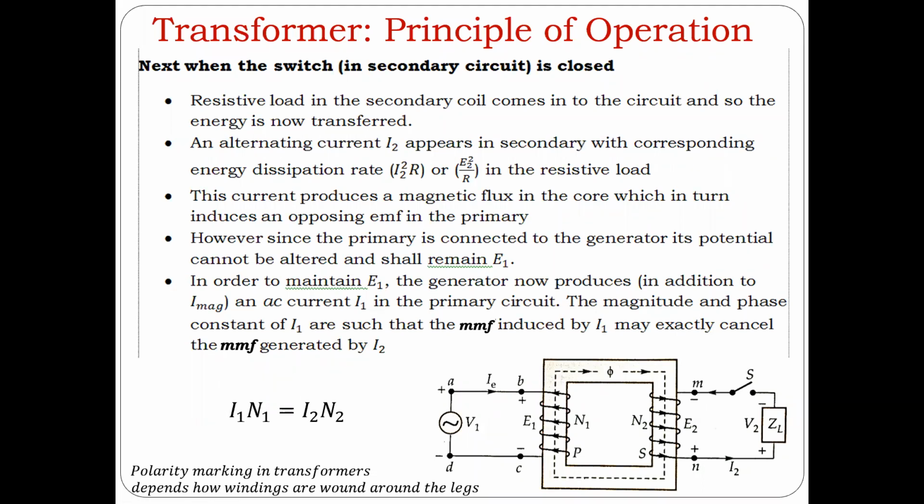So essentially, I was talking about this I2 current, which creates opposite flux. And to compensate this, maintain E1, the generator produces extra current. Let's say this is I1 prime. So it'll be this much.